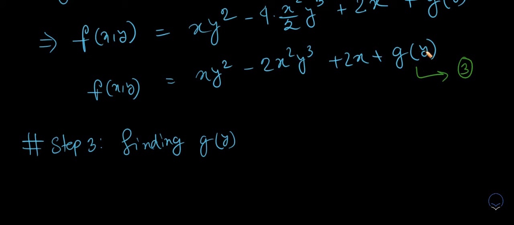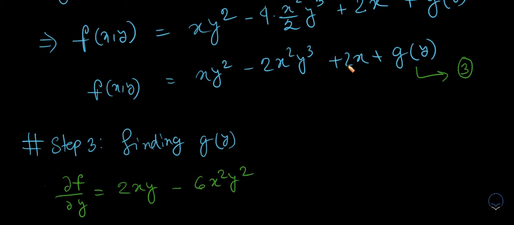So we need to take the derivative with respect to y, so that g prime of y, or the derivative of g with respect to y, survives, and then we can solve for g of y. So first we need to do a partial differentiation of f with respect to y. If you do that, this will be just 2xy minus 6x squared y squared. This part will go to 0 because this is just 2x, and finally you will have g prime of y.